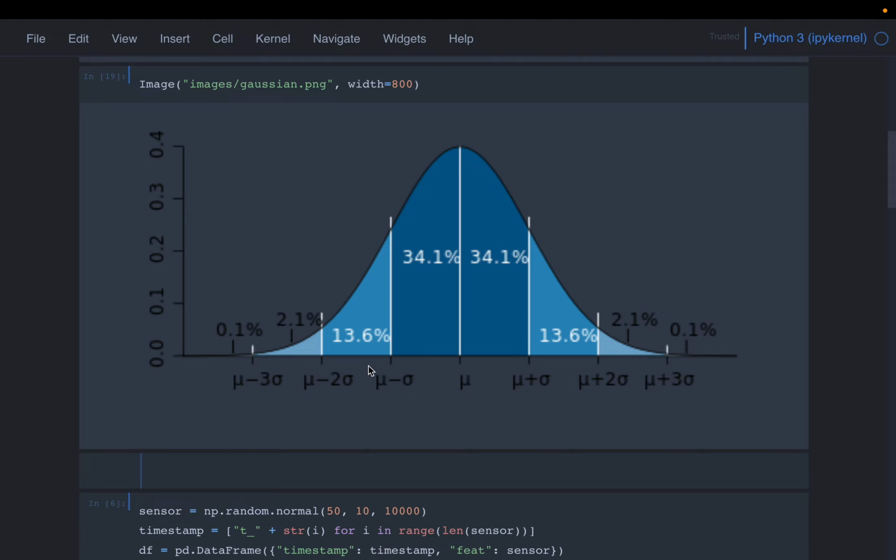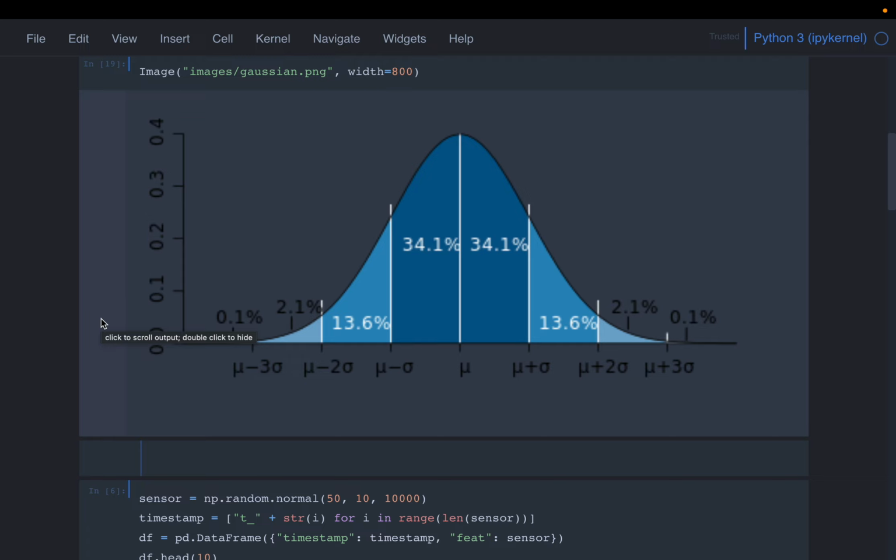Now from 1 sigma to 2 sigma, that will cover another 13.6% of the data. Then 2 sigma to 3 sigma, that's another 2.1% of the data. Then after 3 sigma, we usually have a very small amount, about 0.1% on the left and 0.1% on the right. So as you can see, 68% of the values are within 1 standard deviation away from the mean. That's what the Gaussian distribution represents.